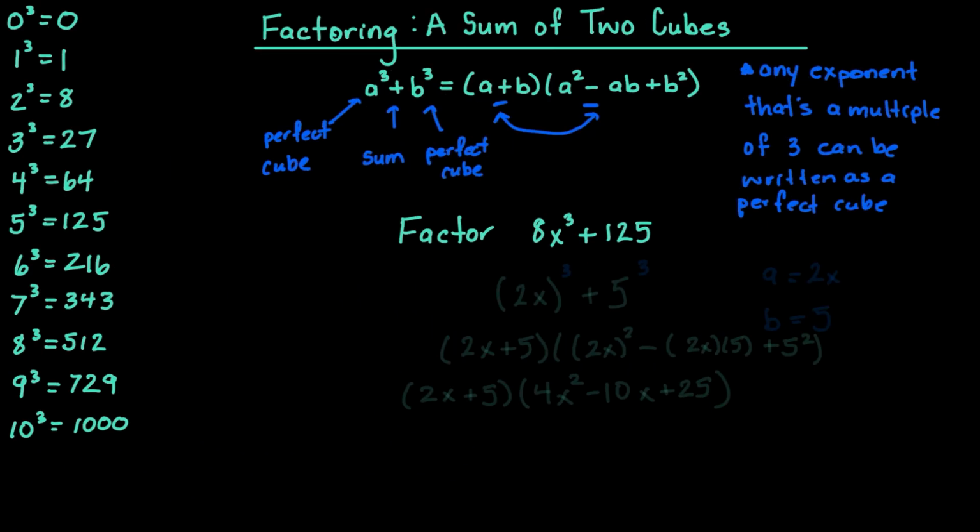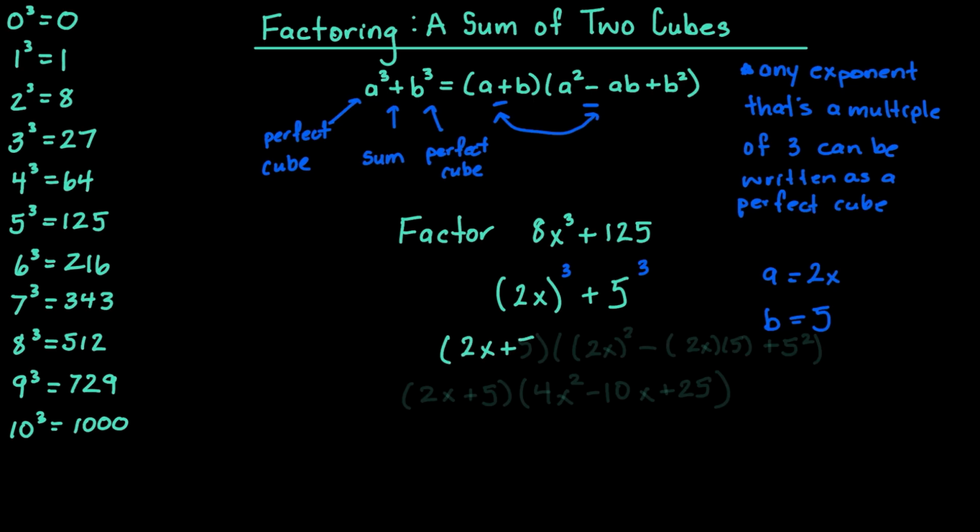Our last example, factor 8x cubed plus 125. So let's rewrite so we know what's being cubed. 8 is 2 cubed, and x cubed is x cubed. And 125 is 5 cubed. So A is 2x, and B is 5. And we follow our formula.